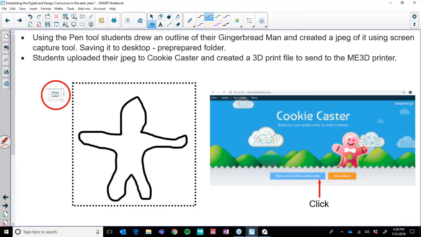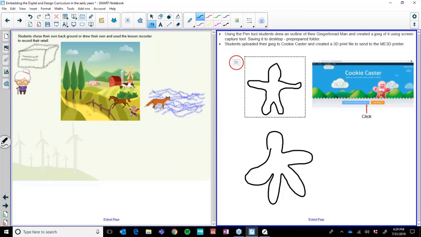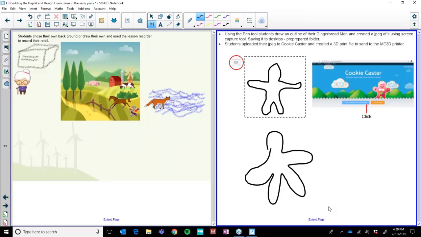After that, we split the page, and I said, I want you to draw me an outline of a gingerbread man. And mine always looks like a flower when I do it. Oh, looks like a very big flower. What they did then was they used the capture tool again, and they took a photo of their gingerbread man, and they dragged it, they saved it onto desktop. So I had set this up prior, and they saved it onto desktop, which saves it into a capture tool folder on the desktop. And they dragged that into what we called Cookie Caster.